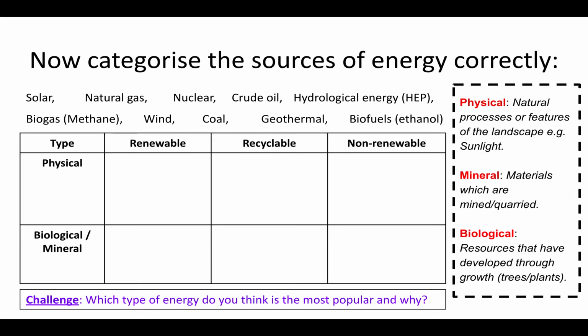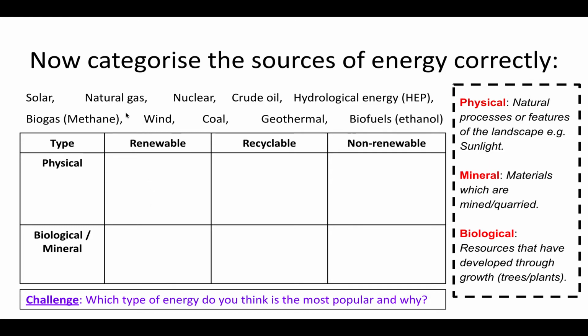Okay, let's look at some examples of answers then, please. So hopefully some of these were reasonably easy to do. Solar should have been renewable. Is it a physical, biological, or mineral thing? It should be under physical, okay? It is sunlight. It occurs naturally. It isn't something that we have to wait to grow. It's not something we have to dig out.